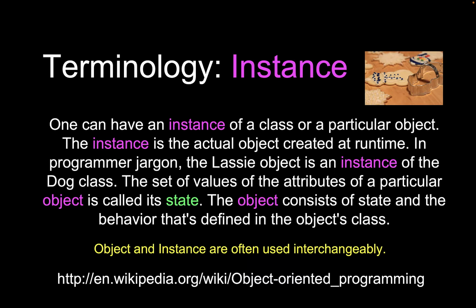Okay, so in programmer jargon, the Lassie object is an instance of the dog class. The set of values of the attributes of a particular object is called its state. The object consists of state and the behavior that's defined in the object's class. So the behavior would be the methods.